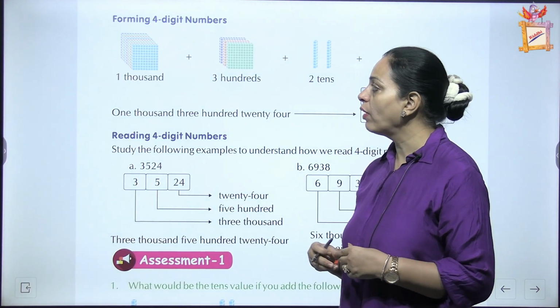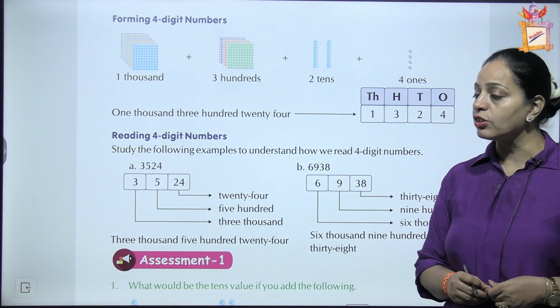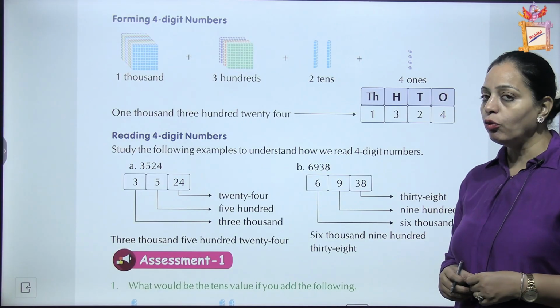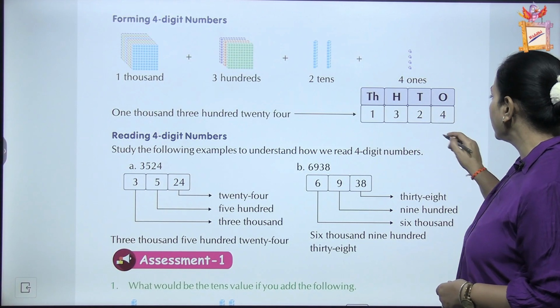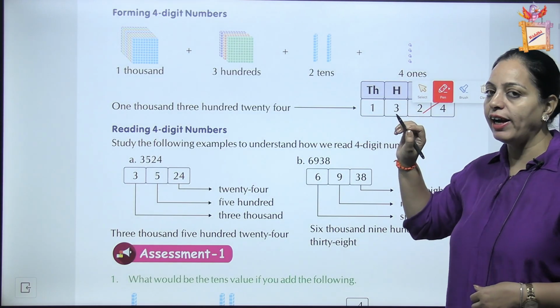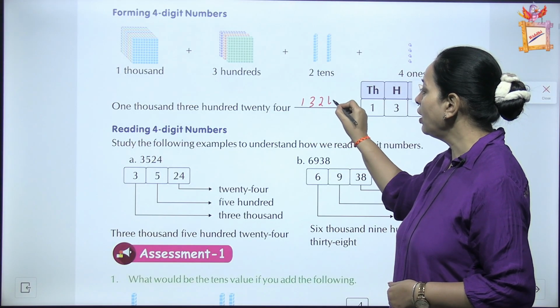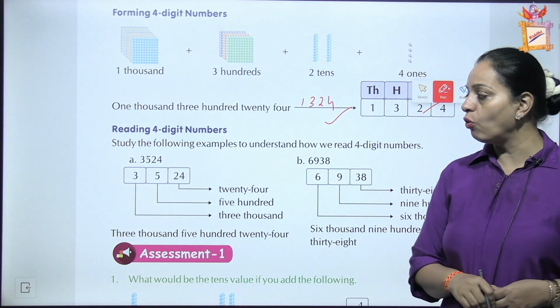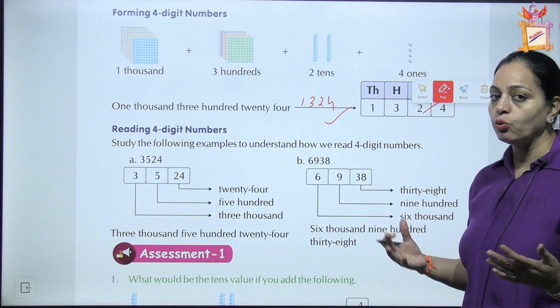Now next, forming 4-digit numbers. See, first I have 1000, then 300, 2 tens and 4 ones. So what is the number? It would be 1324. So 4 at ones place, 2 at tens place, 3 at hundreds and 1 at thousands. So the number is 1324.